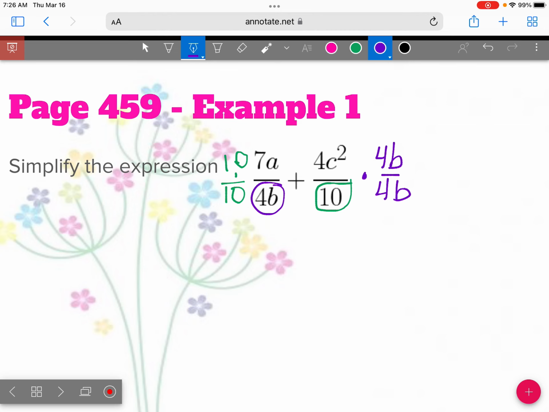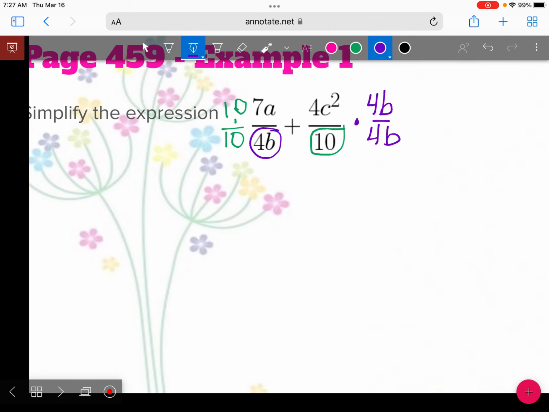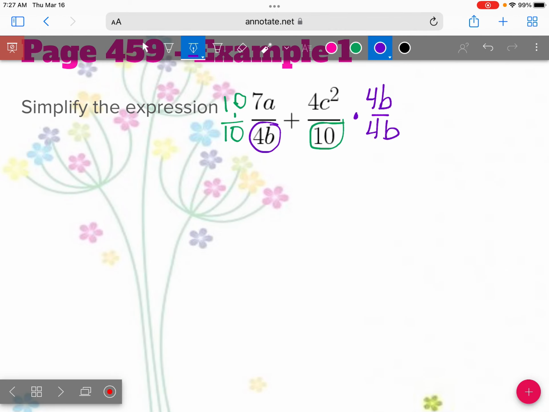Your other option is to look critically at them and figure out what is the lowest common denominator between 4b and 10. And it should be, yeah, 20b. So you can go either direction, but I just wanted to kind of put that thought in your head.